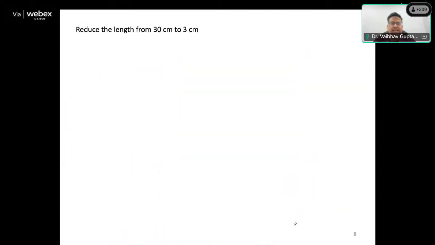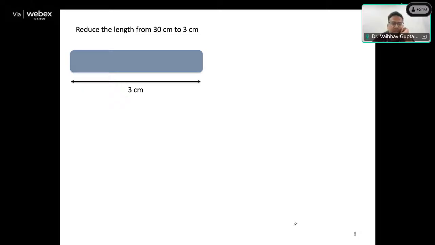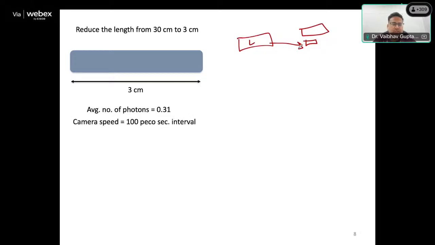So next, what I will do is reduce this length. Now from 30, I will make it 3 centimeters. So let me reduce the length of that. Again, the same laser is there. Rather than a 30 centimeter block, this time I will put only a 3 centimeter block. And then, suppose I have again the same high speed camera, and I would like to calculate the average number of photons.